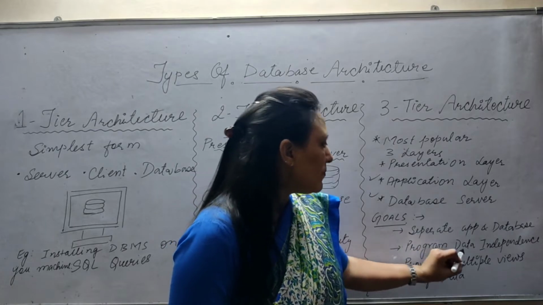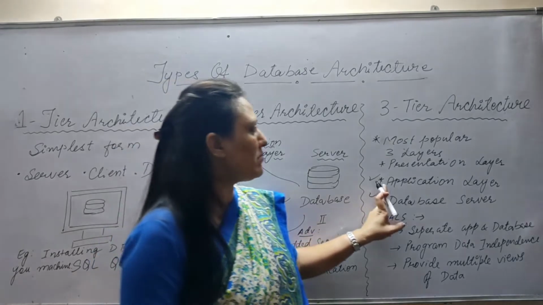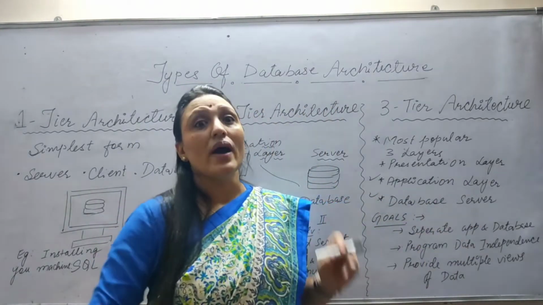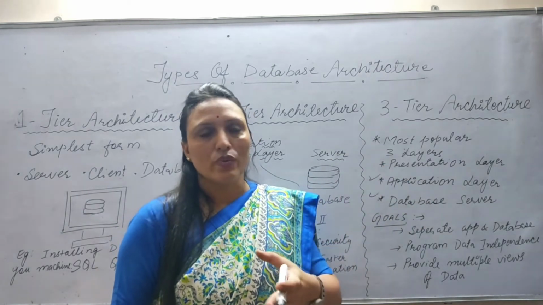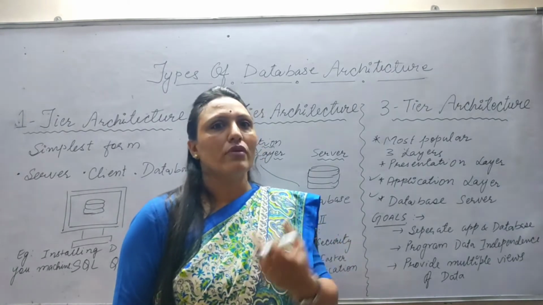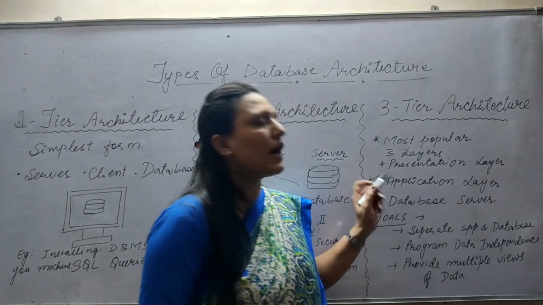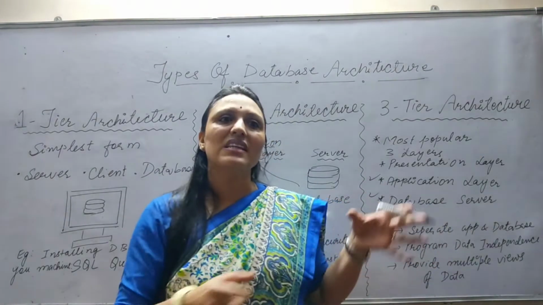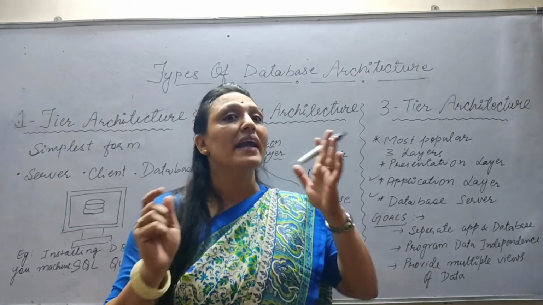Then program data independence is also provided here. How? Program means here the application, and database means your storage area. Various applications are there to work upon the database, to access the data, to retrieve the data, to update the data, to edit the data. We need various applications. These applications are at a separate place, and the database from where these applications will be accessing the data is again at a separate place. So they are independent in nature.